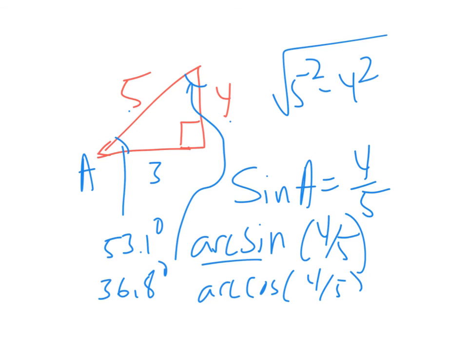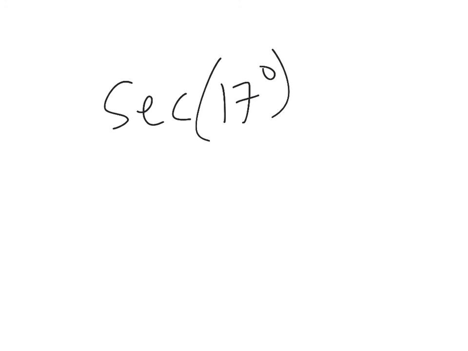Something I'm going to do on an exam, I'm going to ask you to find the secant of some angle. How about 17 degrees? How do you do that? I don't have a secant button on my calculator. Actually, you can find this online. You could do that. I'm sure that Google calculator will do it for you too.